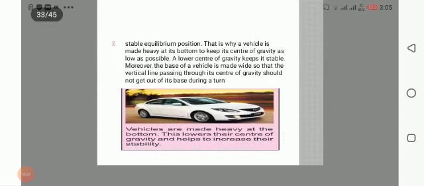This is called stable equilibrium. Why is a vehicle made heavy at its bottom? To keep its center of gravity as low as possible. A lower center of gravity keeps it stable. Moreover, the base of the vehicle is made wide so that the vertical line passing through its center of gravity does not get out of its base during a turn.